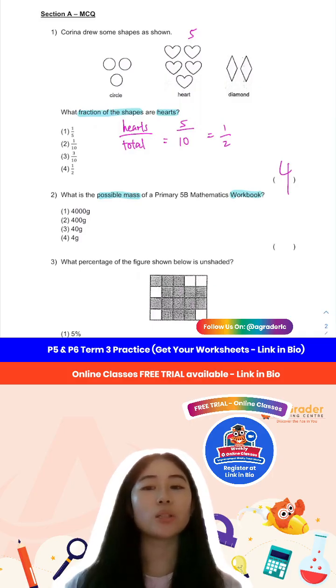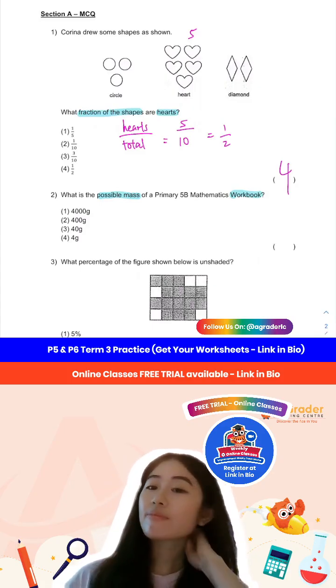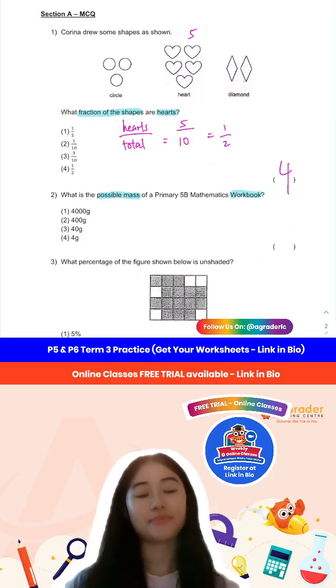Nugget, are you sure that's your answer? Yes, Nugget, I think the one you chose is a bit heavy, isn't it?